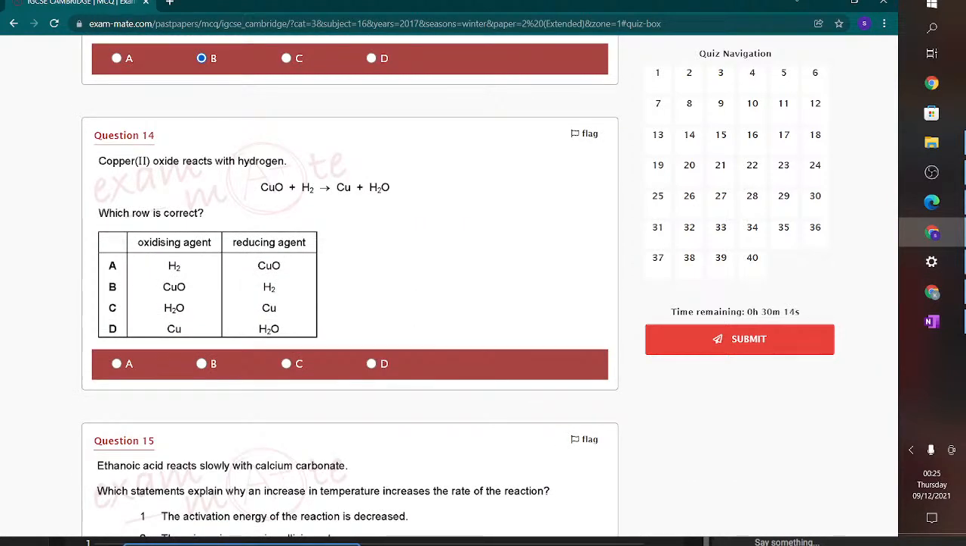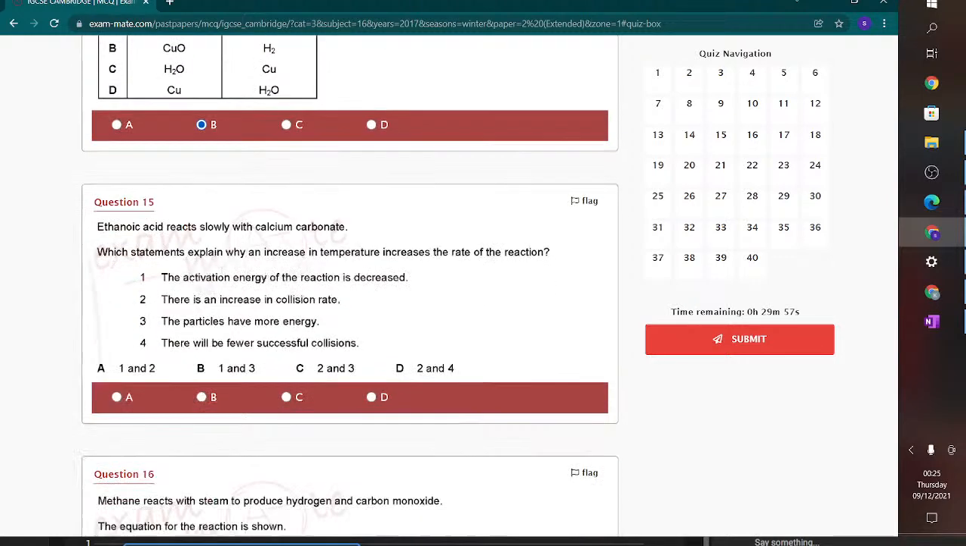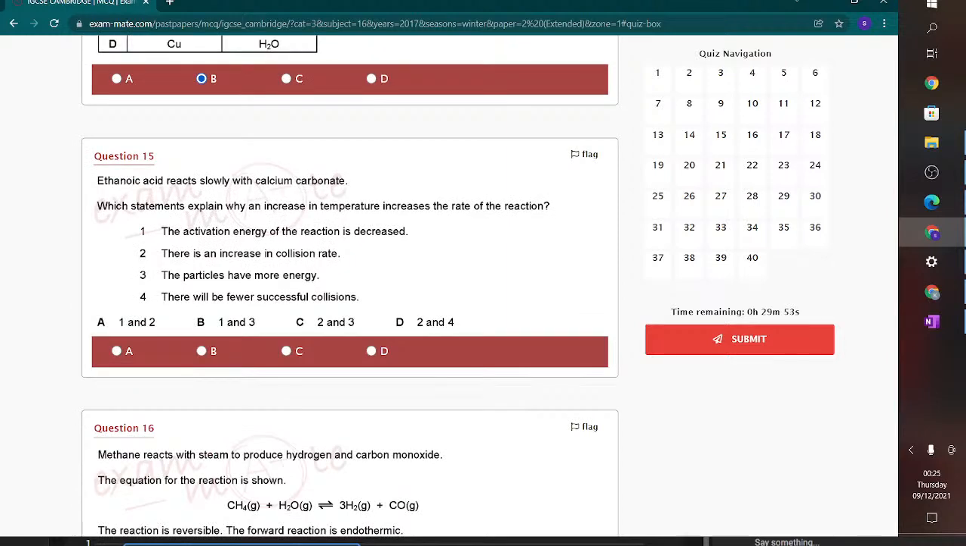Which two is correct? CuO plus H2. Oxidizing agent is the one that reduces itself. That means it loses oxygen atom. So CuO here is losing an oxygen atom and therefore it is an oxidizing agent, and H2 gains an oxygen atom, so it is a reducing agent. Answer is B. Ethanoic acid reacts slowly with calcium carbonate. Which statement explains why an increase in temperature increases the rate of reaction? The particles have more energy and increase in collision rate. 2 and 3.